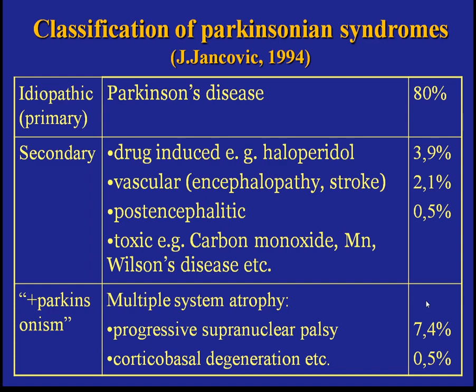Classification of Parkinsonian syndromes by Jankovic. 80% this is idiopathic primary Parkinsonism or Parkinson's disease. 10% secondary Parkinsonism. Drug-induced, for example, neuroleptics like haloperidol. Vascular, 2%. For example, after stroke.